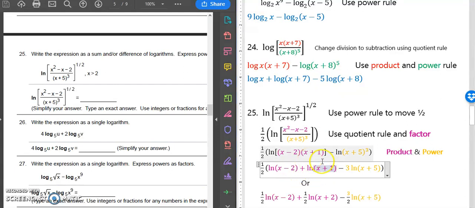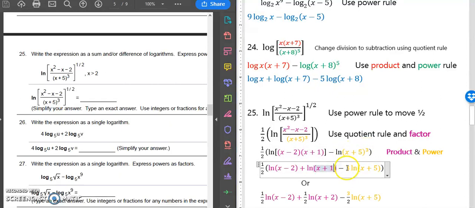I apologize for that. So now we have 1/2 ln of x minus 2 times x plus 1, and all of this logarithmic expression, you're subtracting away from it the ln of the denominator, which was x plus 5 raised to the third power. So now we're going to use the product rule over here on the part that's being multiplied, and we're going to use the power rule on this part where you have an exponent attached to the argument here.